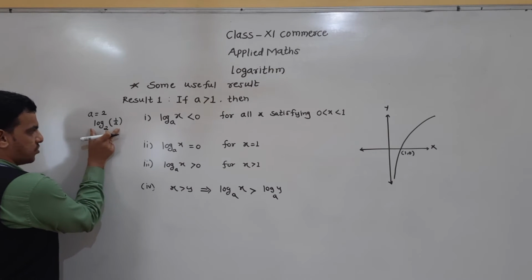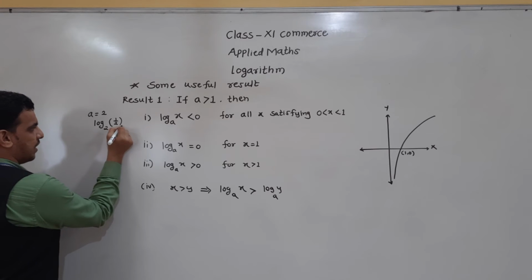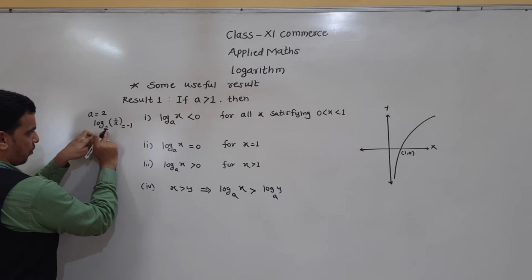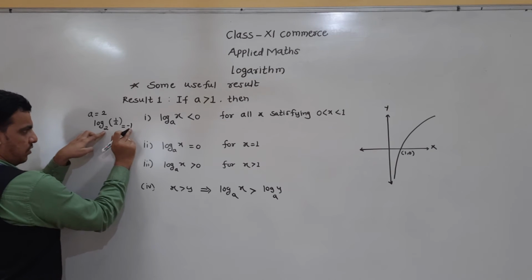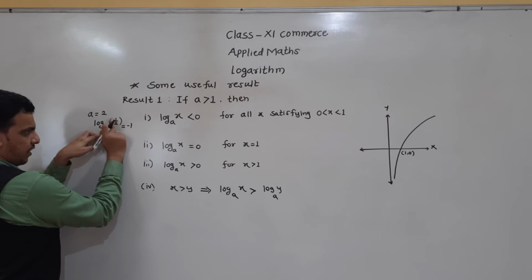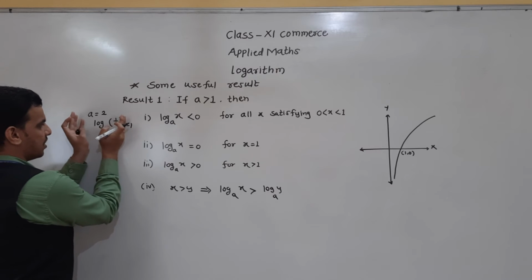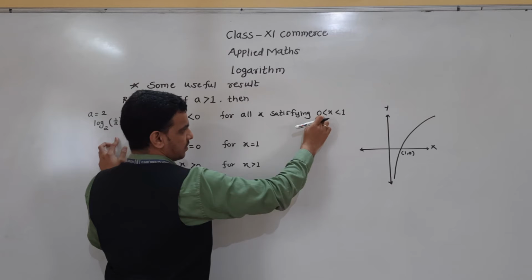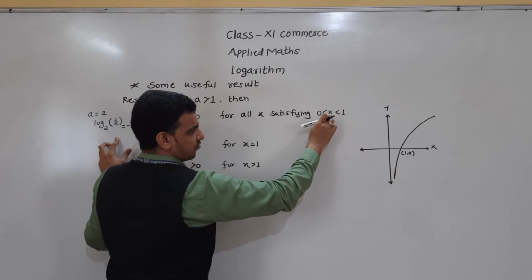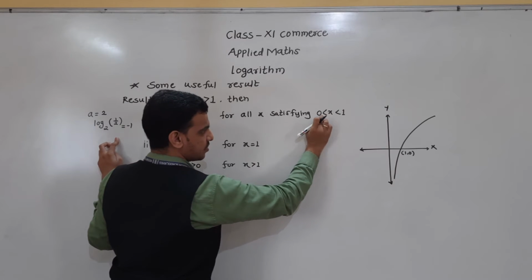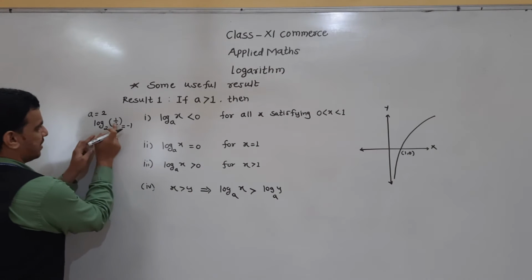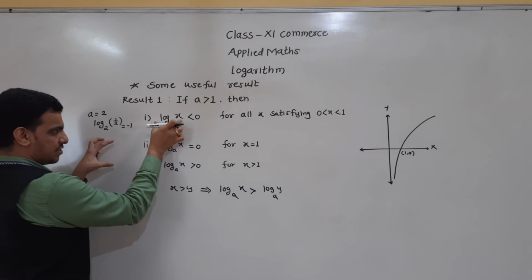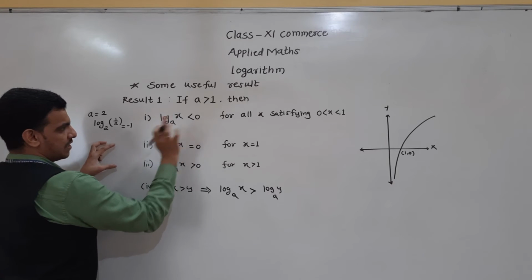So if we solve this, then the answer is minus 1, meaning when we raise the power of 2 by minus 1, we will get 1 by 2. Okay, so this value is less than 0 for all x satisfying this condition, meaning when we take x greater than 0 and less than 1, that is 1 by 2, 1 by 4, then this value log x to the base a is less than 0.